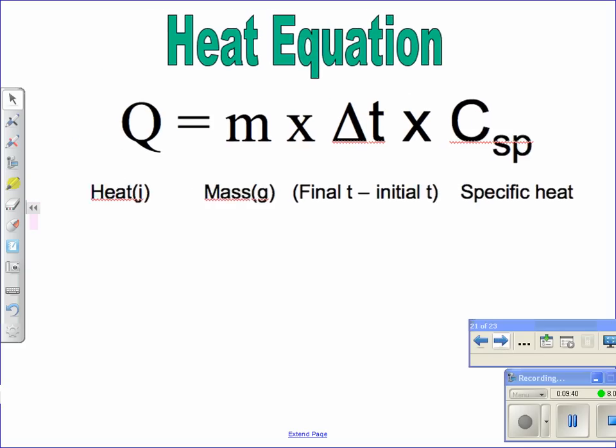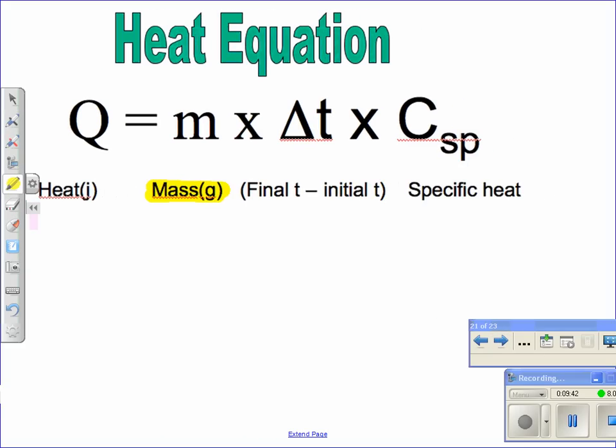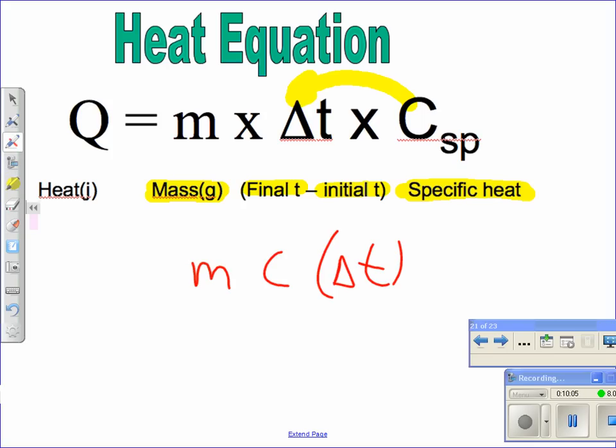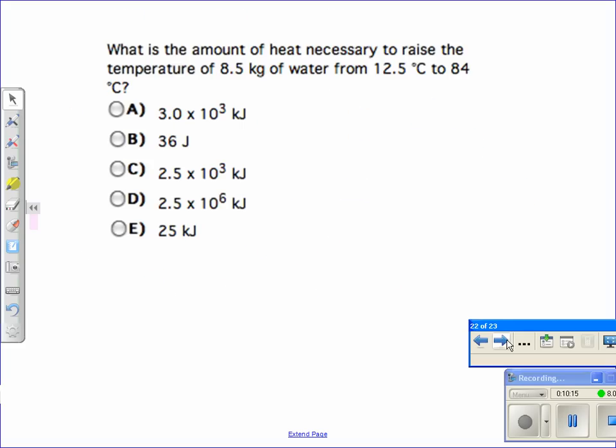If you look, mass has to be in grams. Whoa, mass has to be in grams. Delta T is final temperature minus initial, because the problem will always tell you from this to this. So it's final minus initial. And specific heat is a value. Every substance has a different specific heat. This is rearranged a little differently, but it's the same thing. Just move the c over here. So it's basically m c delta T: mass times final minus initial times specific heat. This gives you heat in joules. A lot of times they'll want you to convert it to kilojoules. You do that by just dividing by 1,000.